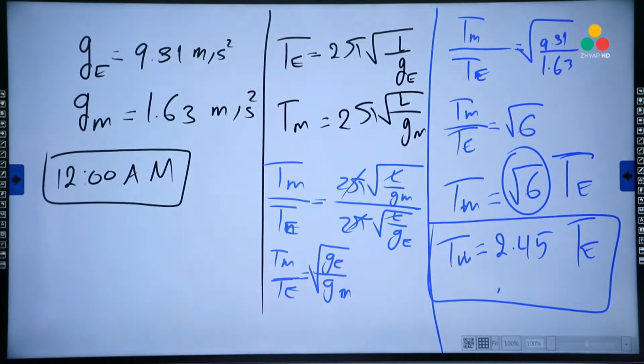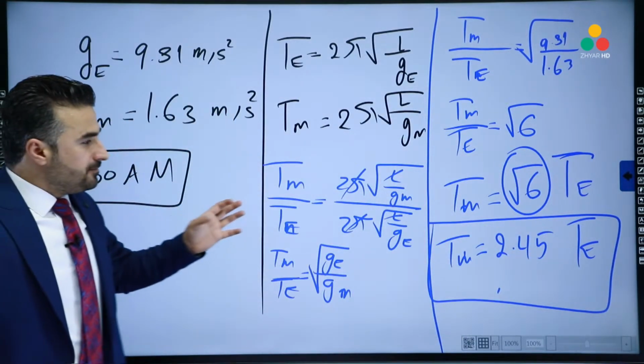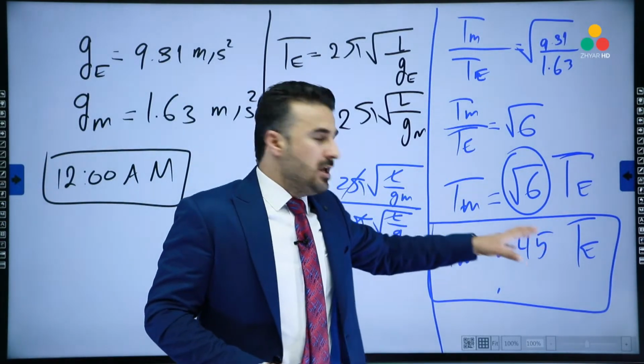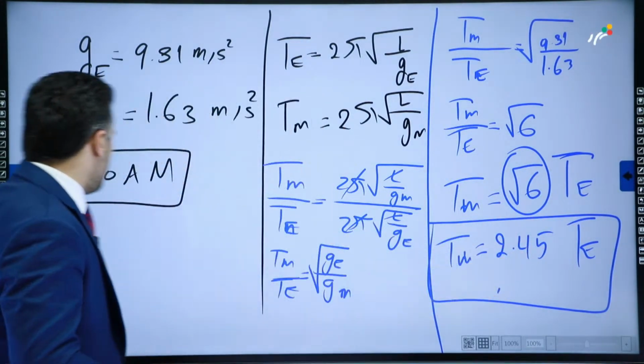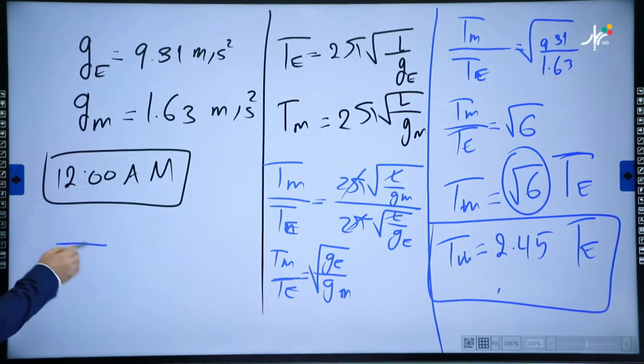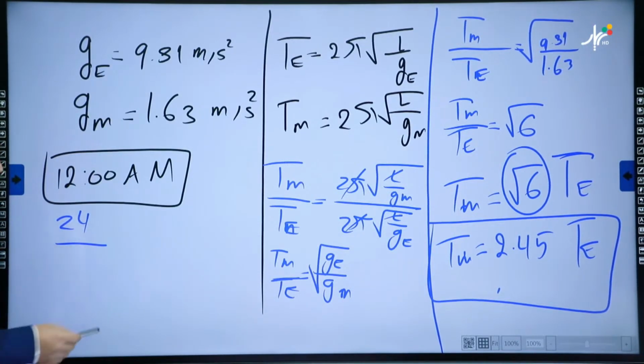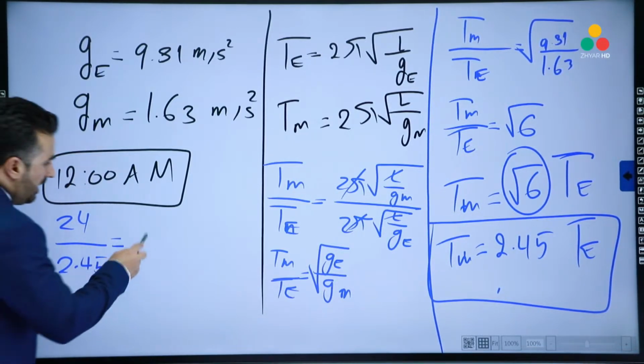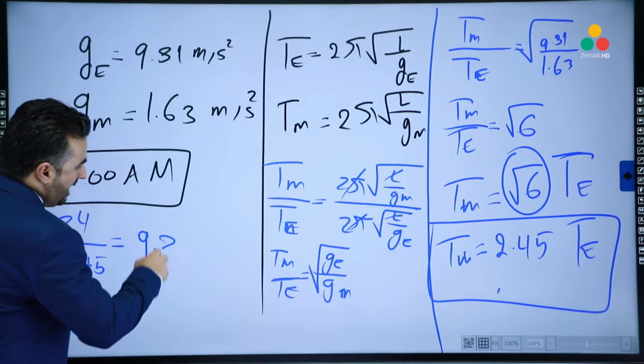Now let's get back to the main question. We now know that the period on the moon will be bigger by this factor than the period of the Earth. So after 24 hours, we divide 24 hours by 2.45. If that is the case, we will get 9.8 hours.